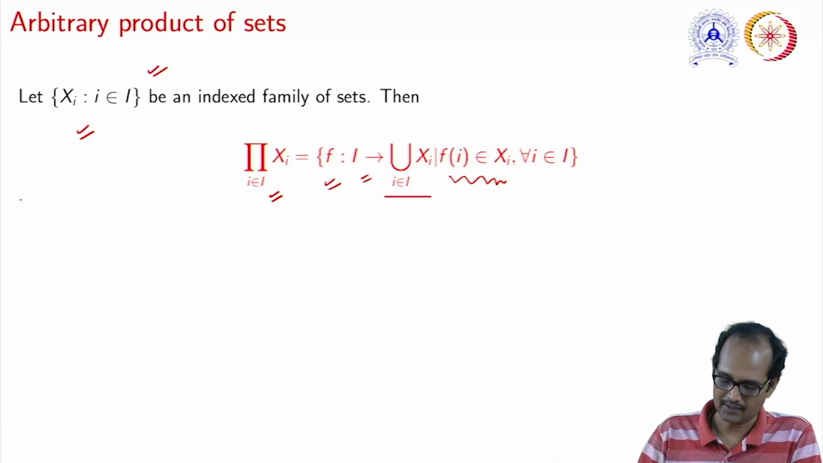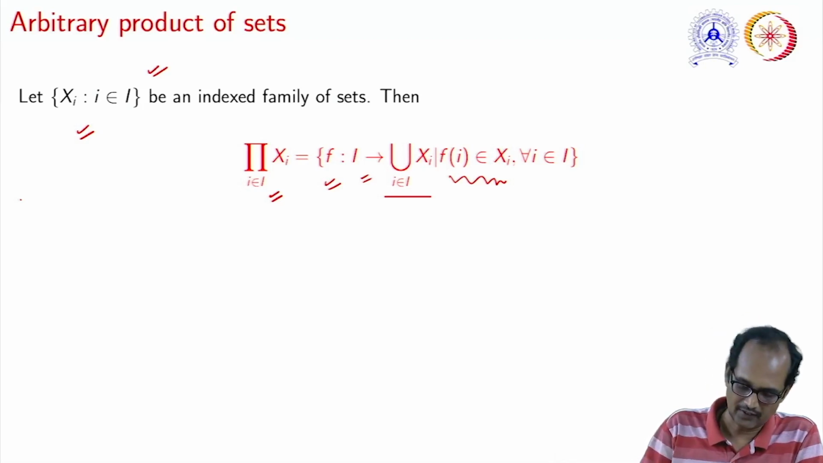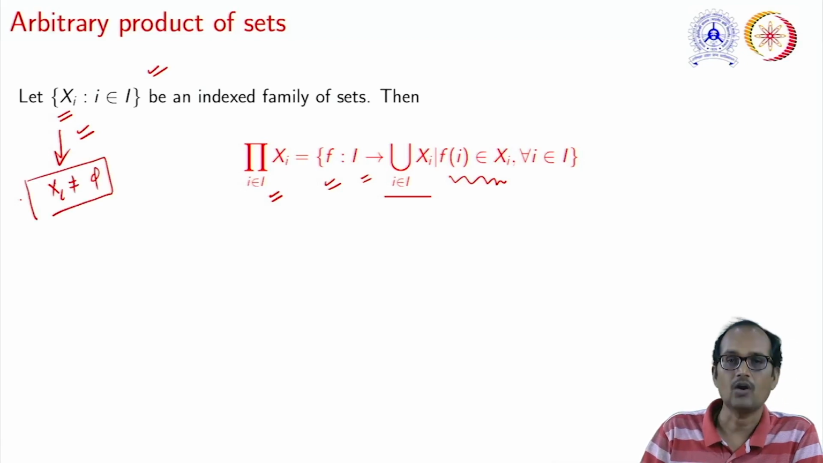in I. One point to be noted here is that whenever we take an indexed family of sets, we are assuming that Xi is a non-empty set for all i in I, and if the Xi are non-empty, their product will always be a non-empty set, and this is possible because of the axiom of choice.